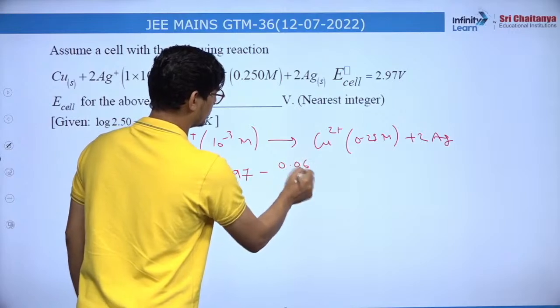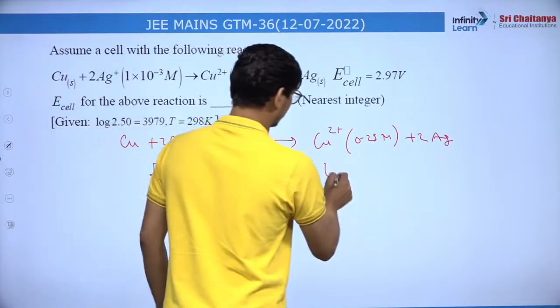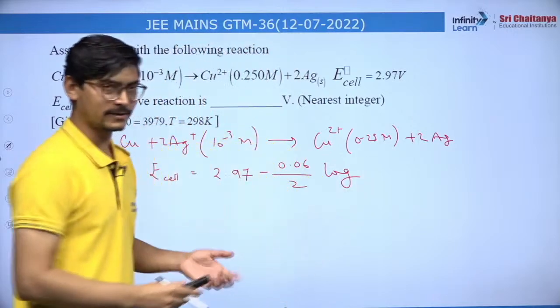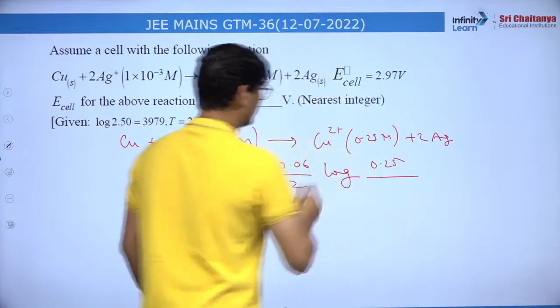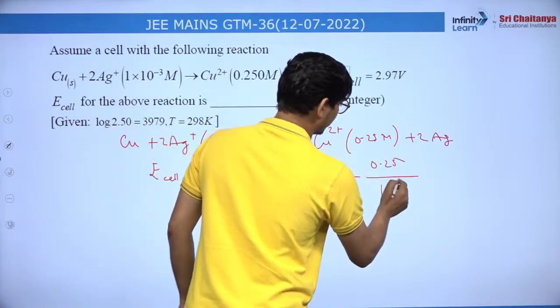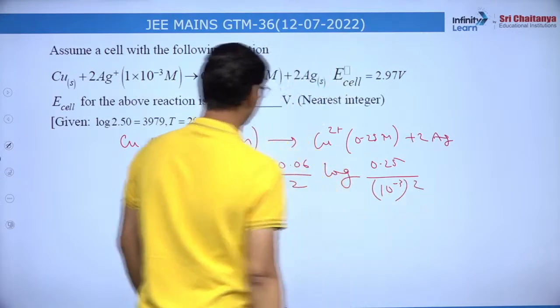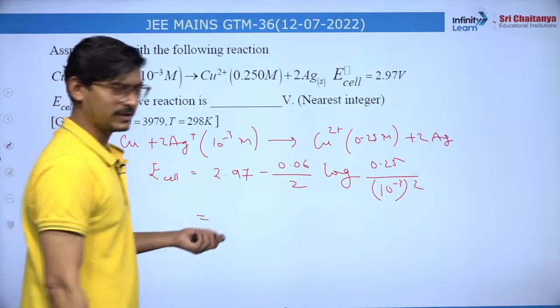let's take it 0.06 divided by number of electrons, which is 2, right? Logarithm of products upon reactants, right? The concentration of copper is 0.25 divided by the concentration of silver squared. So this would be 10 raised to the minus 3 square, right? So you can work it out. It will come out to be approximately 2.81. You can solve it, right?